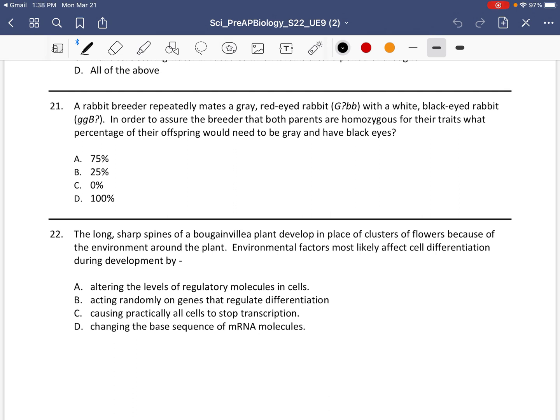Question 22. The long, sharp spines of a bougainvillea plant develop in some places and clusters of flowers in others because of the environment around the plant. Environmental factors most likely affect cell differentiation during development by A. Altering the levels of regulatory molecules in the cell. B. Acting randomly on genes that regulate differentiation. C. Causing practically all cells to stop transcription. D. Changing the base sequence of mRNA molecules.